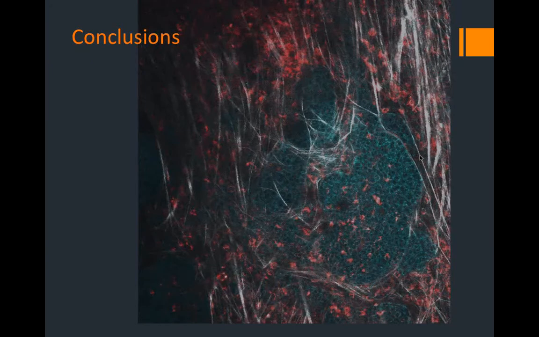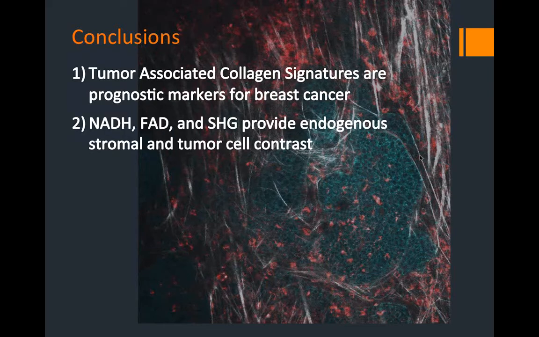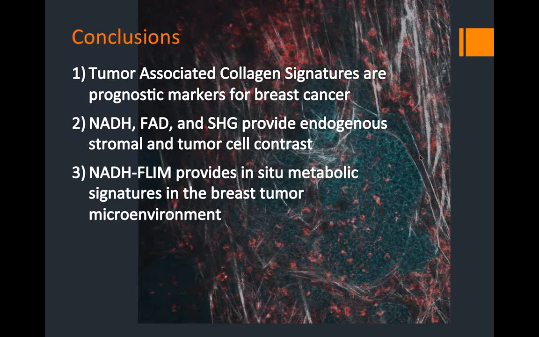And so in conclusion from this talk, I hope that what you got away from this webinar was our lab's work looking at tumor-associated collagen signatures and that they're prognostic markers for breast cancer research. That NADH, FAD, and second harmonic generation can provide the endogenous stromal and tumor cell contrast and provide us with a non-invasive way of imaging the tumor stroma microarchitecture, and that you can use NADH FLIM in vivo, and that this can provide in situ metabolic signatures in the breast tumor microenvironment.